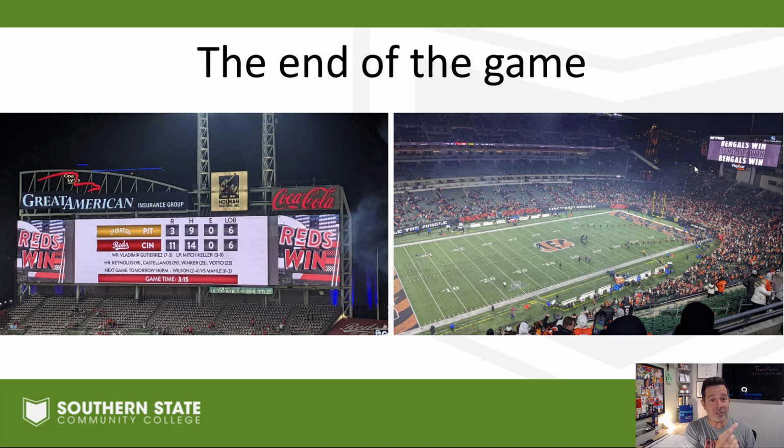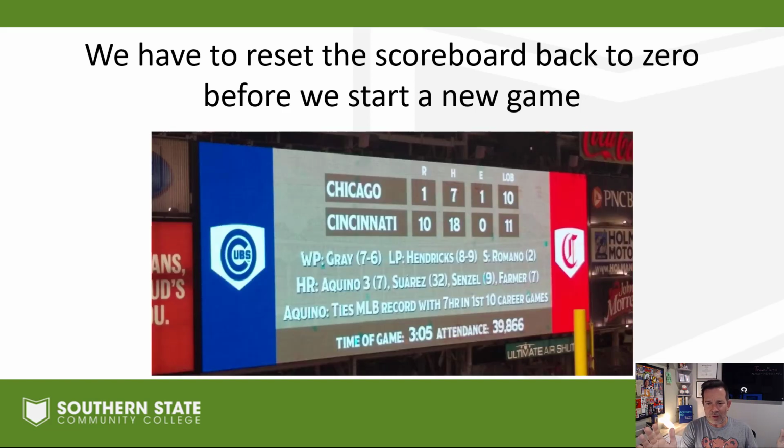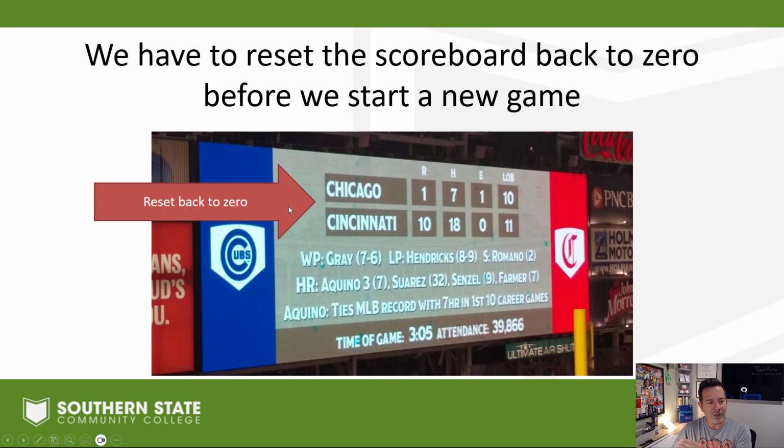They reset the scoreboard. We have to do the exact same thing in accounting, y'all. We reset our scoreboard back to 0 before we begin a new game or a new accounting period. And so you think about that scoreboard, the Reds and the Cubs here. You think about that final score. It gets reset back to 0 before they play the next game, doesn't it?